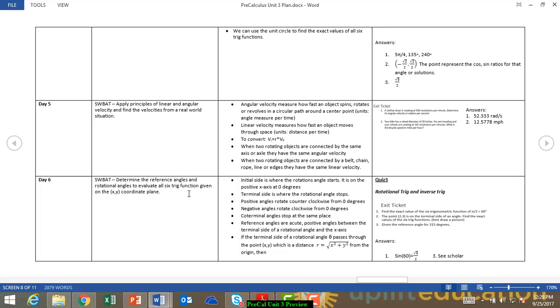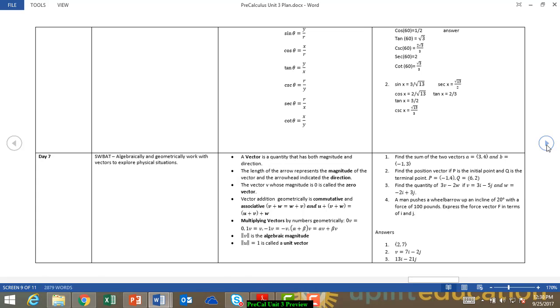Day 6, reference angles and right triangles using a point. So basically we're going from more physical application problems into how does this apply to the unit circle and how can I use a coordinate plane to solve for those special ratios of trig functions.